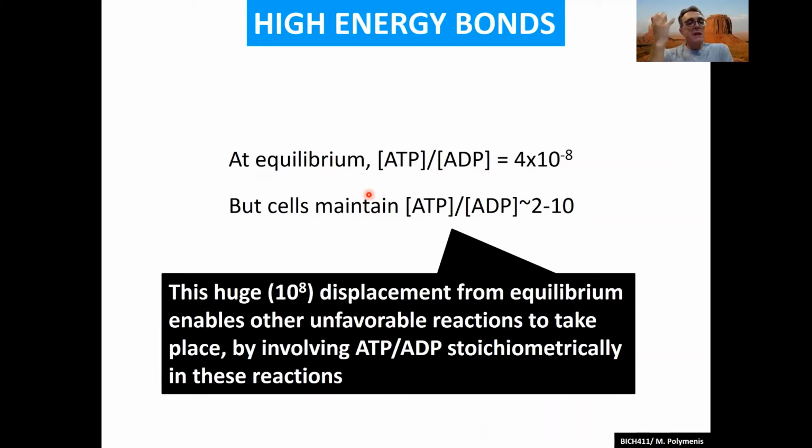So cells can actually make things happen by keeping the ATP to ADP ratio far, far from equilibrium. They go to a lot of trouble to make ATP and to maintain this very thermodynamically unfavorable ratio, so they're far from equilibrium. They are in steady state again. Remember, living systems are all in steady state. They maintain this ratio very closely, actually.